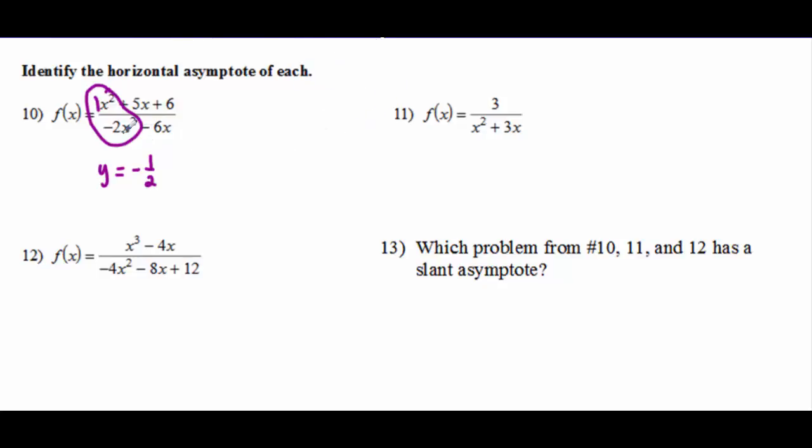You also have to be able to look at the equation and say, okay, what's the equation actually telling me? Like in this one, there's not any x's on top and there are x's on bottom, which makes this be y equals 0.